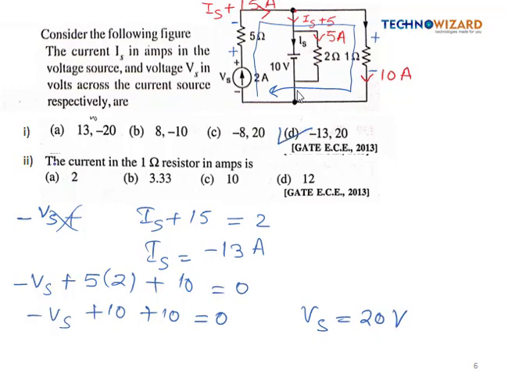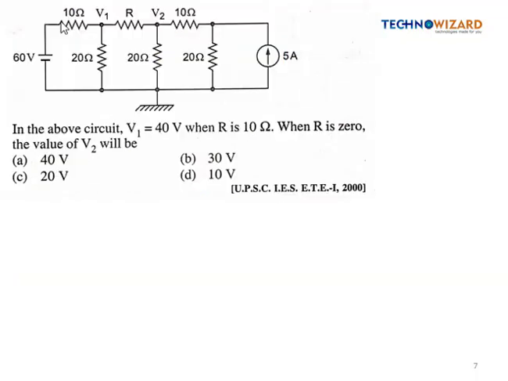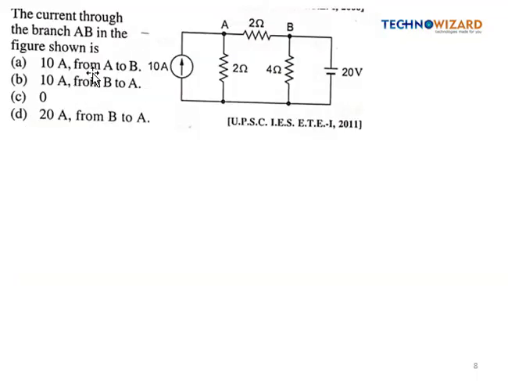Next it is saying the current in the 1 ohm resistor in ampere. We have already calculated the current in the 1 ohm resistor is 10 ampere because it is connected in parallel with a 10 volt source, right? So for this question C is correct. Let's see the next question. So next is this question.